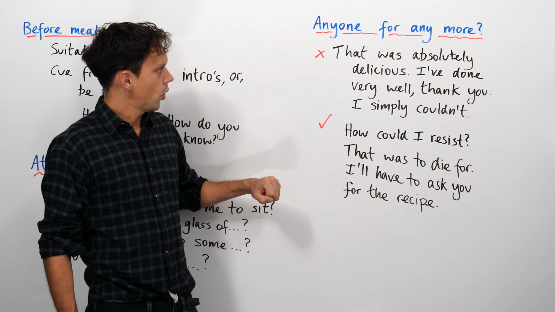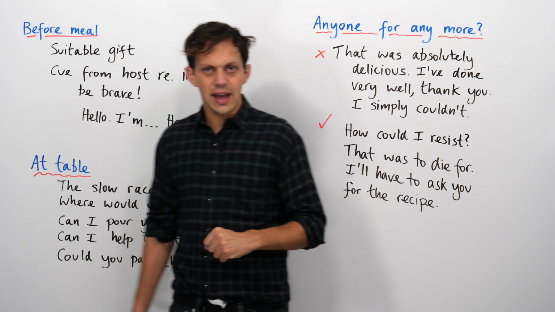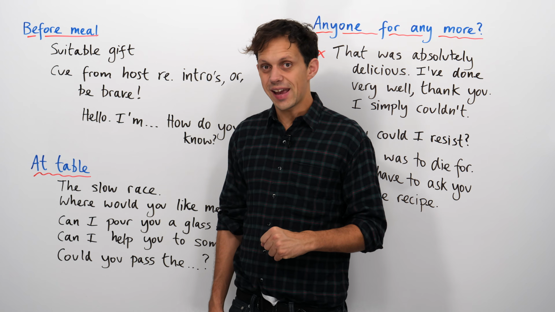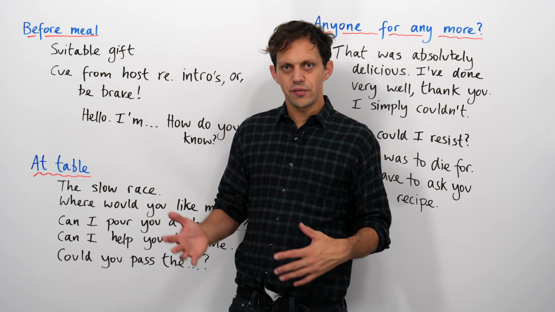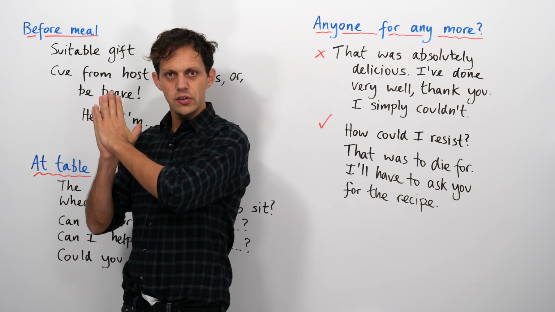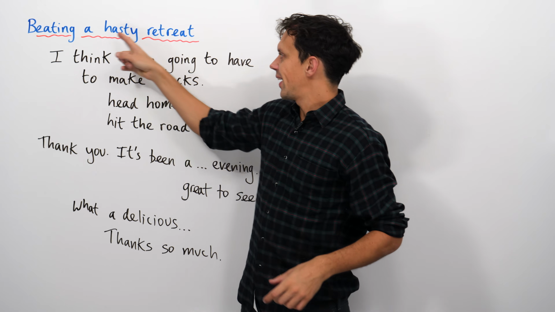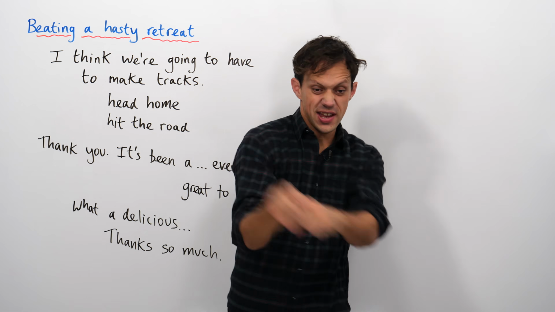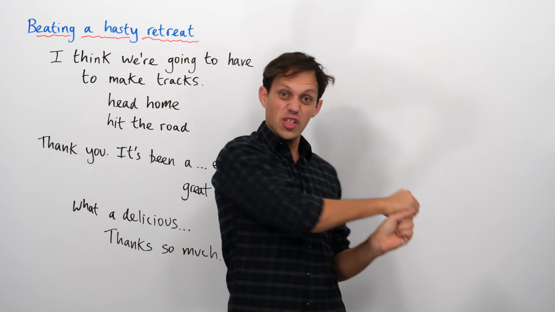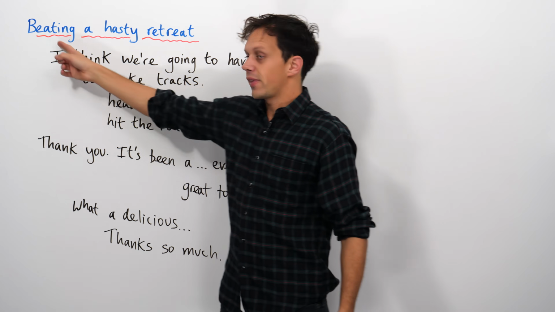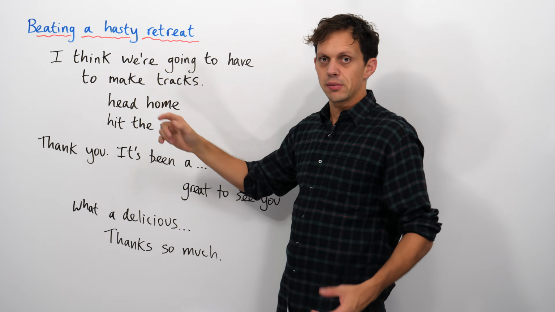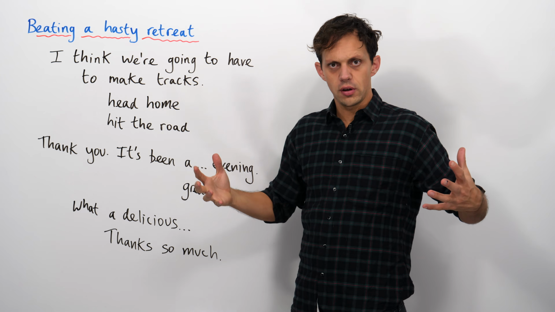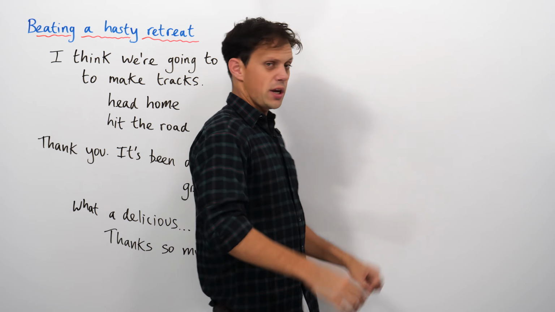Okay, so now we need to look at how to get out of there. Yeah, we've finished our party. You need to find a way of leaving it too. Beating a hasty retreat. Beating out the way. I need to leave. Get out the way. That's what beating is. Hasty means fast. Retreat means think of soldiers and they decide, we've got to retreat.